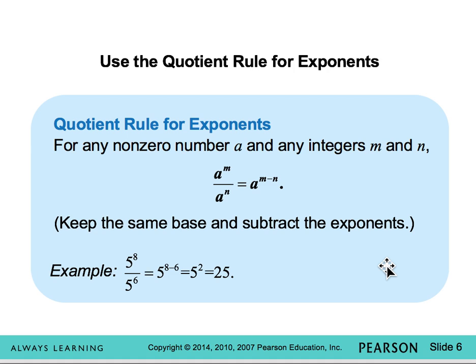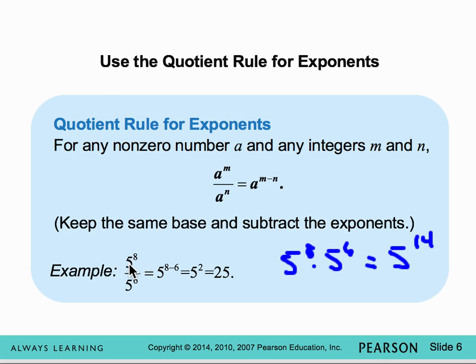And then we have our quotient rule. If you're dividing two exponential numbers with the same base, you can subtract their exponents. Remember our product rule. When you're multiplying two exponential numbers with the same base, you add the exponents. If you're dividing them, you subtract the exponents.